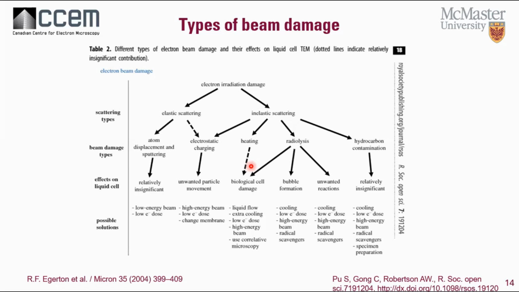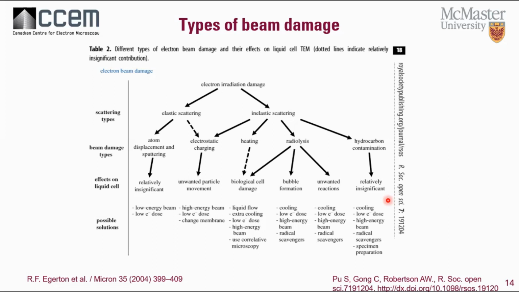Another type of beam damage is radiolysis, and it's the most critical beam damage mechanism in almost all liquid cell experiments. And I will talk about this on my next slide. Hydrocarbon contamination due to inelastic scattering is not very well understood within a liquid cell because it's really hard to distinguish its effects from those due to the radiolysis.